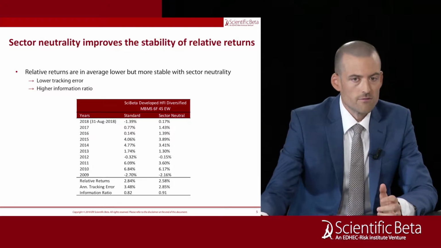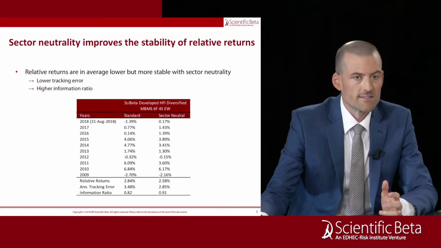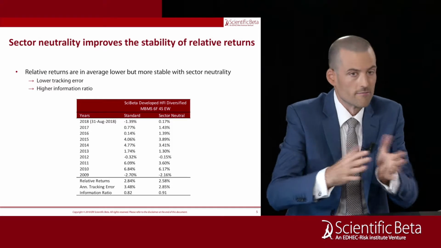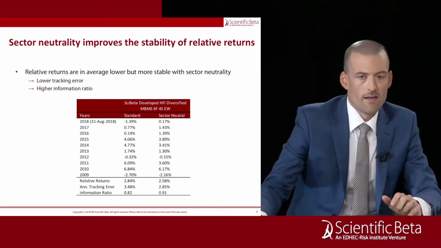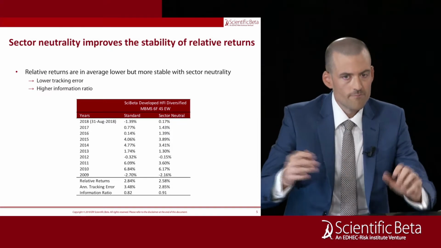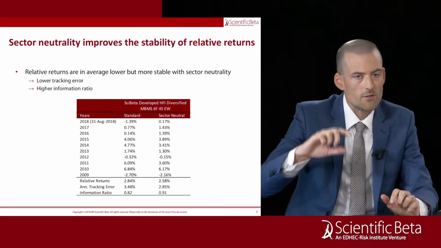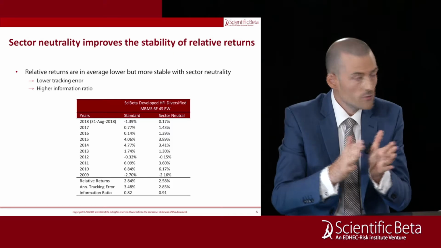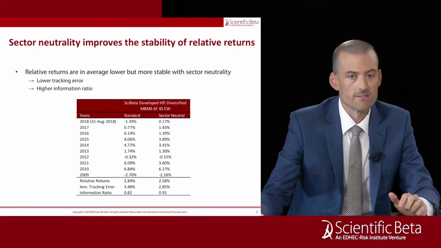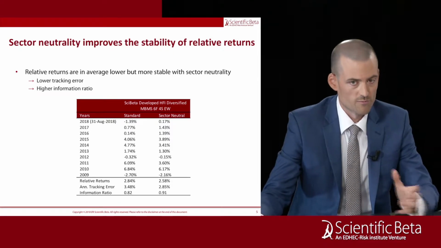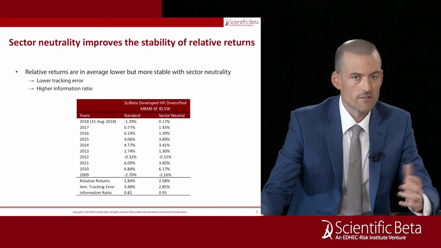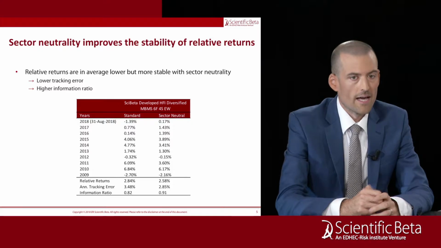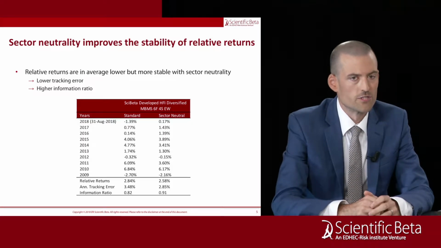This is seen by several elements. The first one is that we have lower tracking error, which shows that relative returns have less variation. They have lower magnitude. If we take the spread between the max and the mean relative returns during the years, we reduce the spread. So the standard index has 9.5% of spread. The sector neutral index has only 8.3% of spread. And we improve the information ratio.